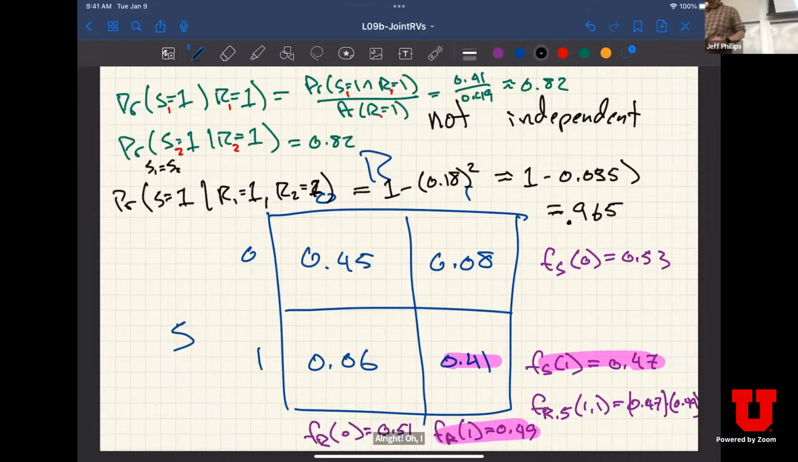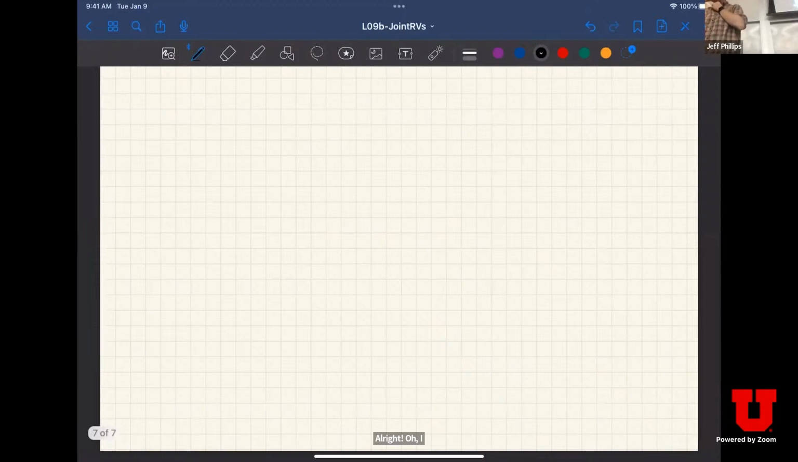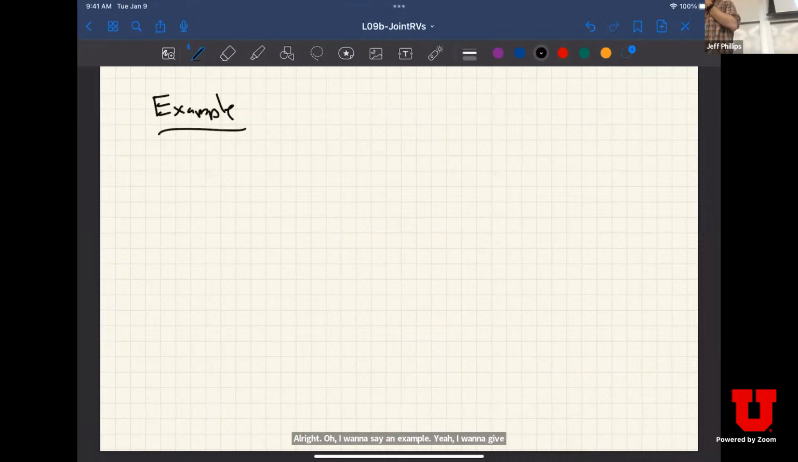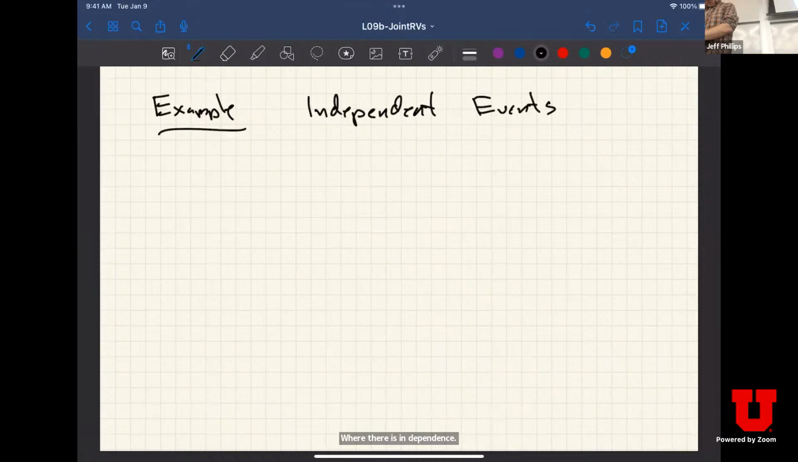Oh, I want to give an example where there are independent events, but not independent random variables.